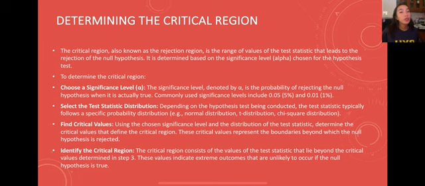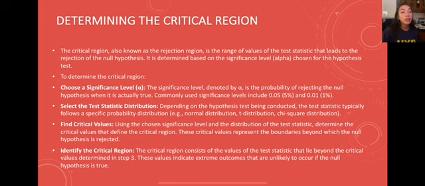Determining the critical region. The critical region, also known as the rejection region, is the range of values of the test statistic that leads to the rejection of the null hypothesis. It is determined based on the significance level alpha chosen for the hypothesis test.